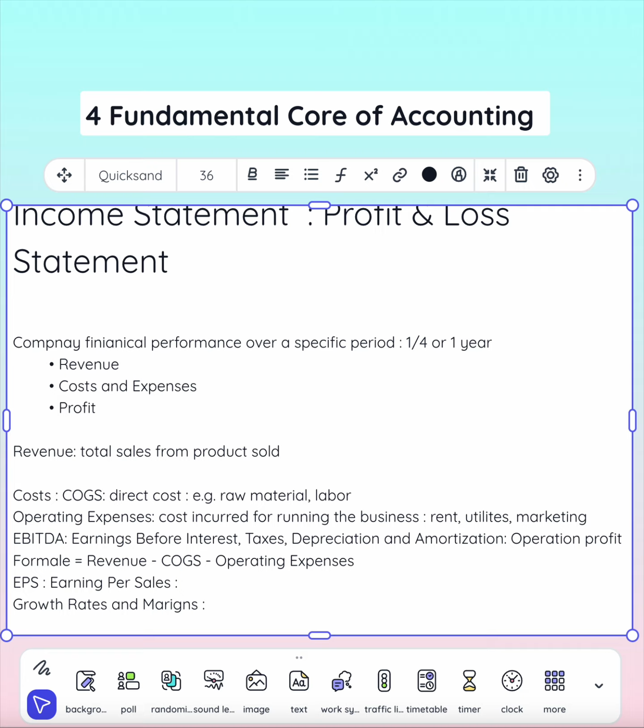You have a simple growth rate. The simple growth rate equals the present value minus the past value, divided by the past value, times 100%. This will give you the rate.